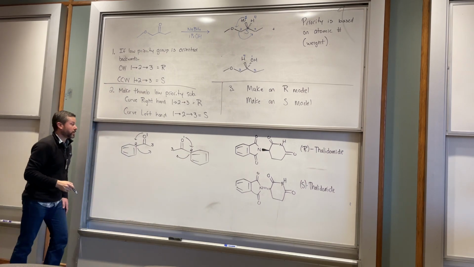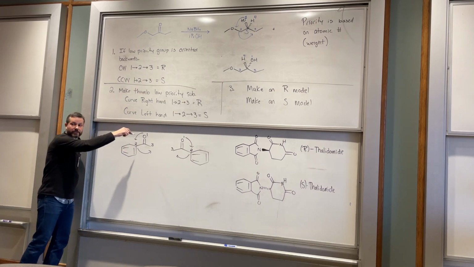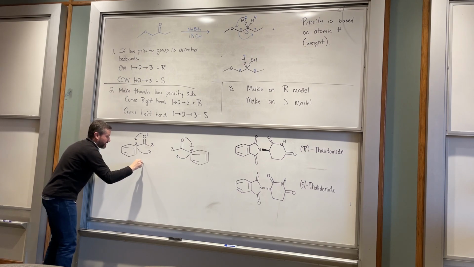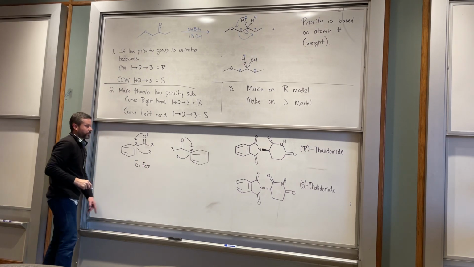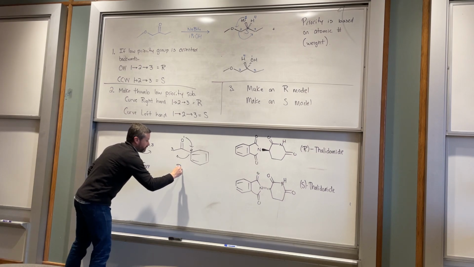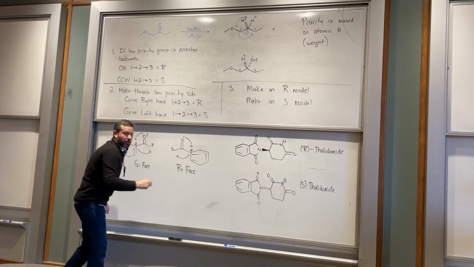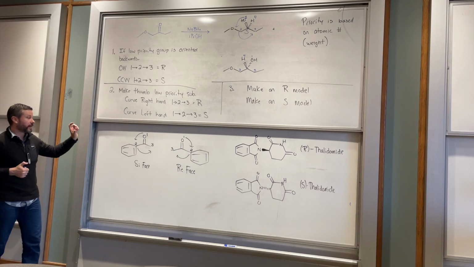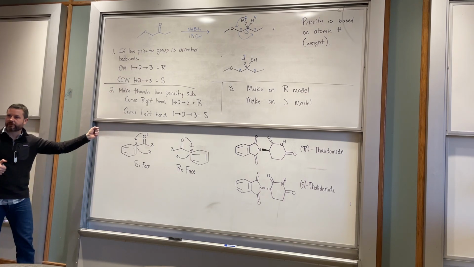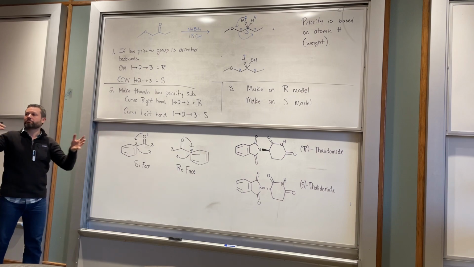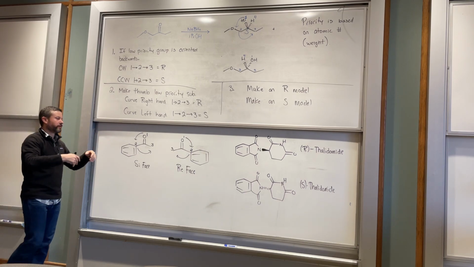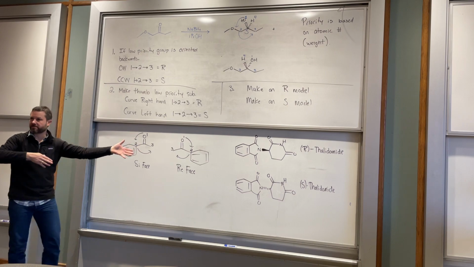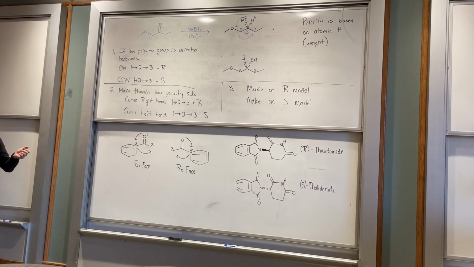Right? And so because this is going clockwise in order of priority, we would call this the Re face of the carbonyl. Right? And we would call this the Si face of the carbonyl. Right? And we do this so we can say, okay, if I add a nucleophile to the Re face, a hydride nucleophile to the Re face, I'm going to make this specific enantiomer. Right? If I add a nucleophile to the Si face, I'm going to make this specific enantiomer. Right? So it's a way to communicate facial selectivity on a carbon.